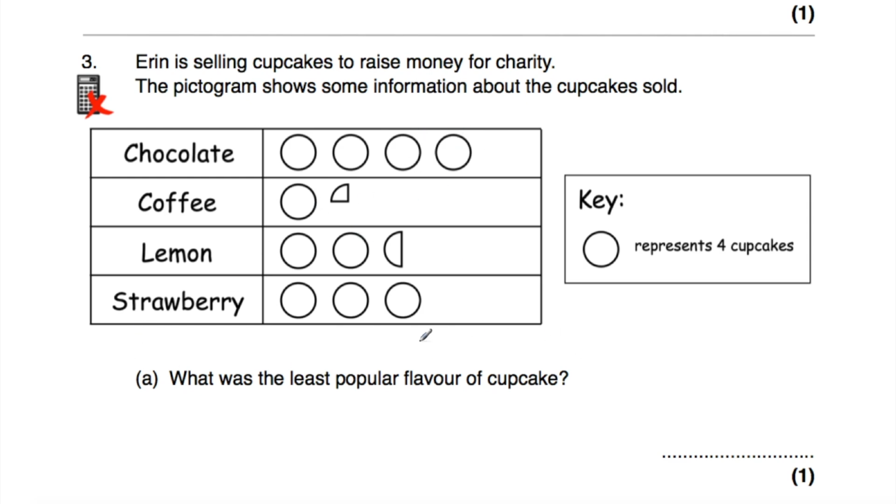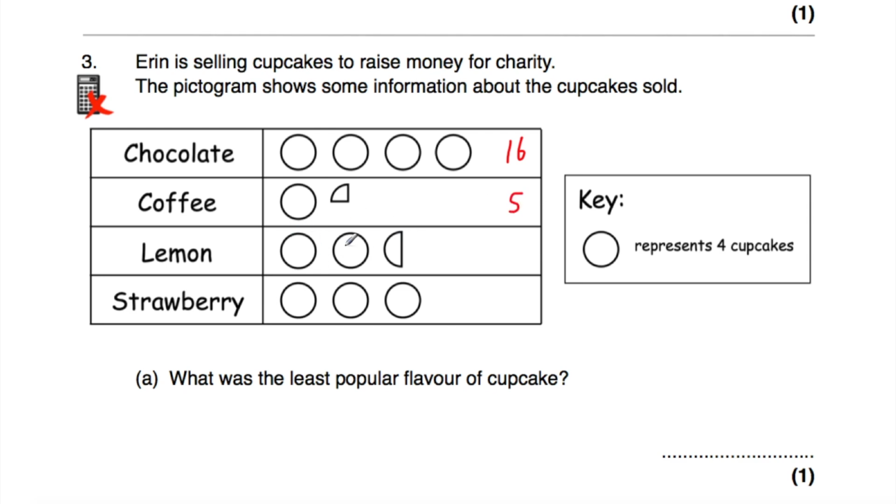Now, actually, before we look at part A, I'm going to write down the numbers for each of them because it might be useful for the question. So in terms of chocolate, each circle represents 4. So as we've seen, 4, 8, 12, 16. So there were 16 chocolate cupcakes sold. Now, in terms of coffee, we've got 1 complete circle, so that's 4, and then a quarter circle. So a quarter circle's 1 because obviously that's a quarter of 4. So you've got 4 and another one, that's 5 coffee cupcakes were sold.